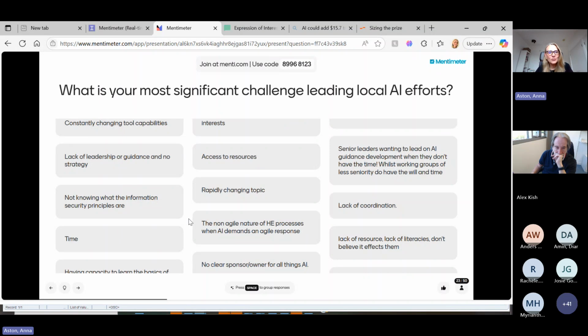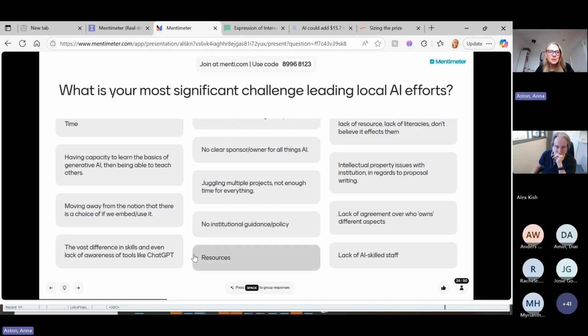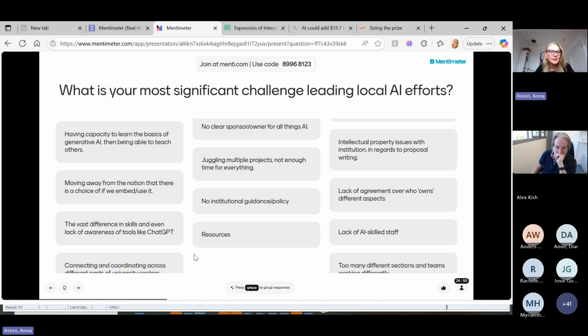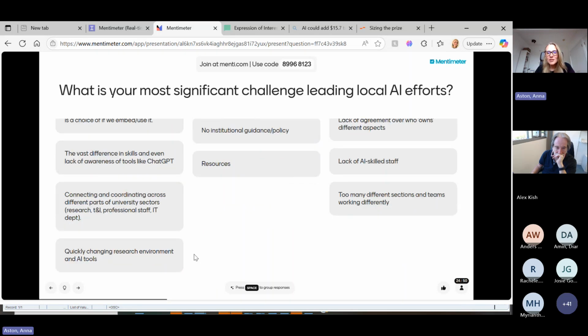Not knowing what the information security principles are, yeah, that's a very, very common problem, because we really don't want to put any sensitive data into the tools, and the information is different, and different people are more confident or less confident working with AI based on this. Lack of coordination, no clear sponsor or owners, juggling multiple projects, no time. Having the capacity to learn the basics of generative AI, then being able to teach others. Resources, lack of AI-skilled staff. Yeah. Okay, thank you very much for sharing.